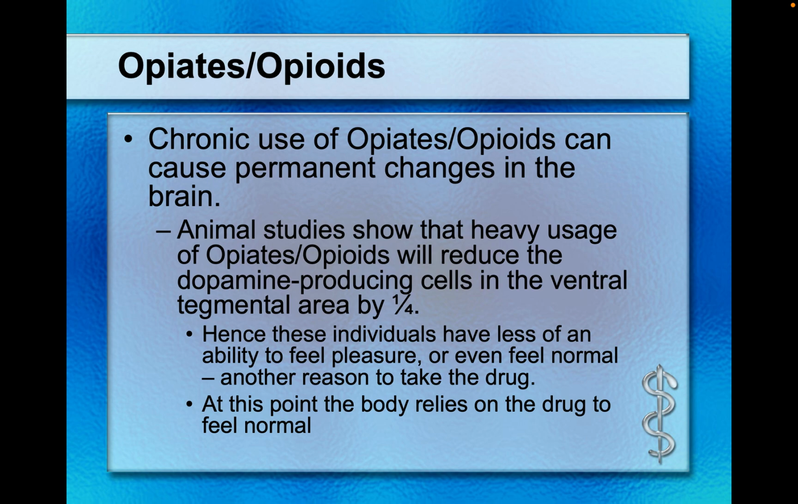Chronic use of opioids can cause permanent changes in the brain. Animal studies show that heavy usage of opioids will reduce the dopamine-producing cells in the ventral tegmental area by 1/4. Hence, these individuals have less of an ability to feel pleasure or even feel normal, another reason to take the drug. At this point, the body relies on the drug to feel normal. And of course, that's one of the problems with taking any drug. You want to change your mood, you want to change the way that you feel, but all of a sudden you have to take more and more of this just to feel normal.